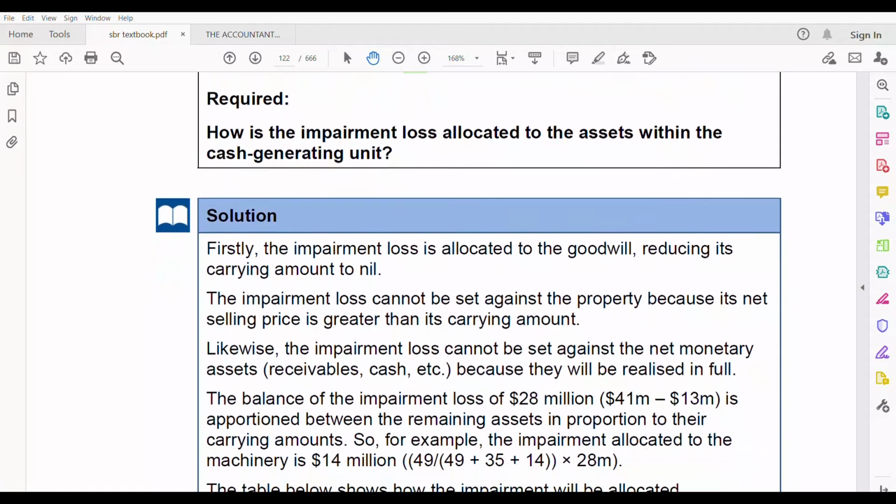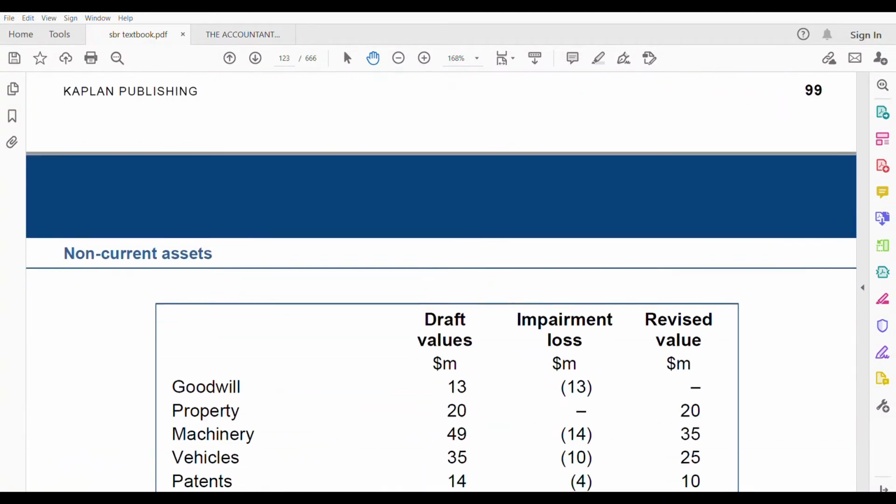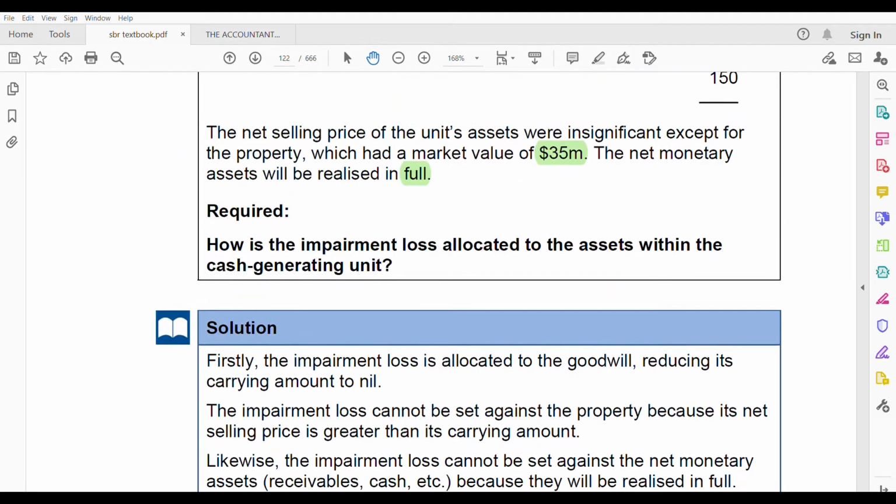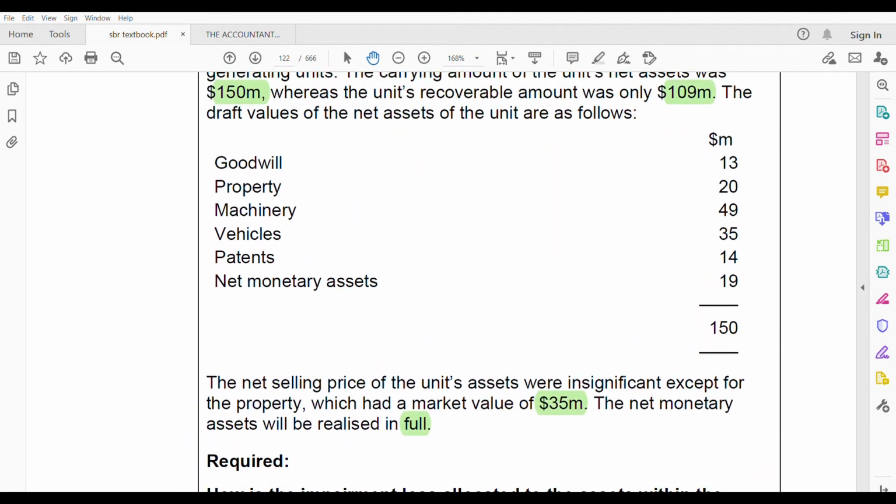So, solution. This is what we know: it's firstly against goodwill only. Firstly, the impairment loss is allocated to goodwill, reducing its carrying amount to nil. That means goodwill will be reduced to nil. How much is goodwill? 13. So, you deduct 13 fully.